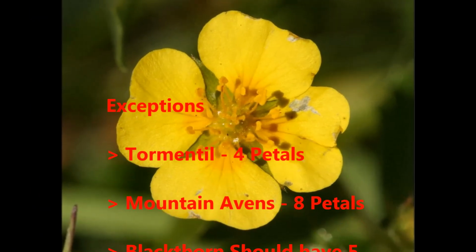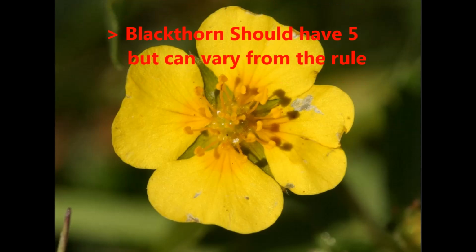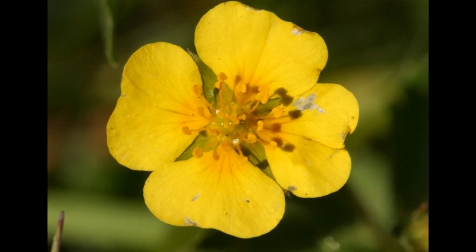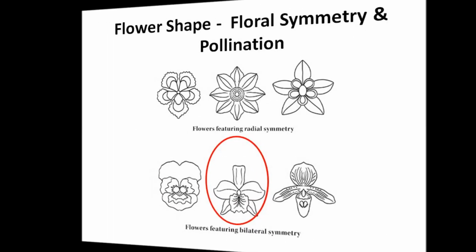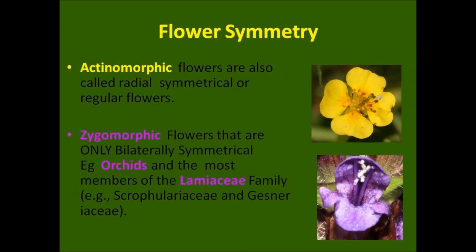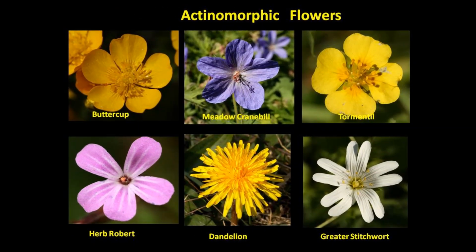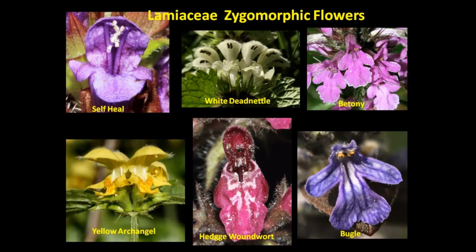A quick revision on flower symmetry. Actinomorphic flowers have 2 or more lines of symmetry, as contrasted to zygomorphic flowers which are only bilaterally symmetrical, it being important to the nature of pollinator. In the following slide we see actinomorphic flowers, and in the next slide we contrast that to zygomorphic flowers in the family Lamiaceae. Although zygomorphic flowers are not exclusive to Lamiaceae, they are also found in the Orchidaceae and Balsaminaceae.